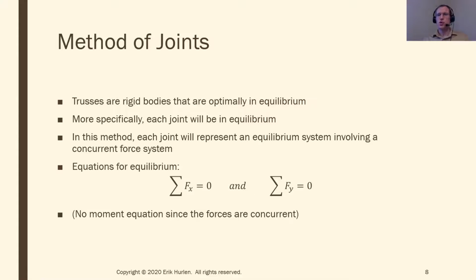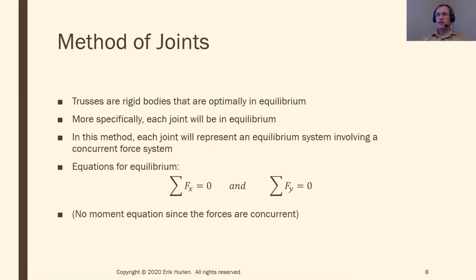Specifically for the method of joints, if I have a structure and it's in equilibrium, that means that each individual part of my structure is also in equilibrium. So instead of looking at the whole structure, I can just look at part of it and use the equations of equilibrium on that one part. Specifically for the method of joints, it's going to be at each individual joint.